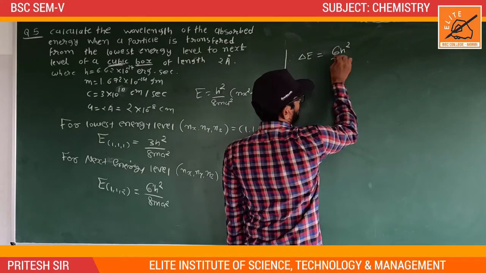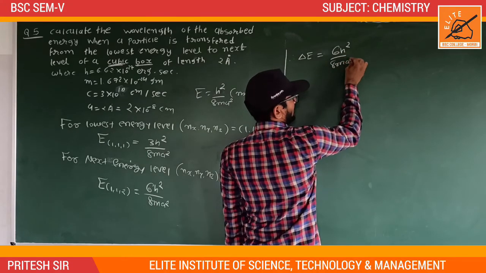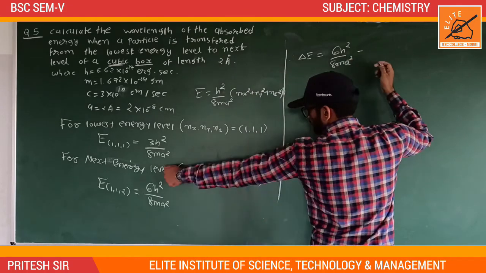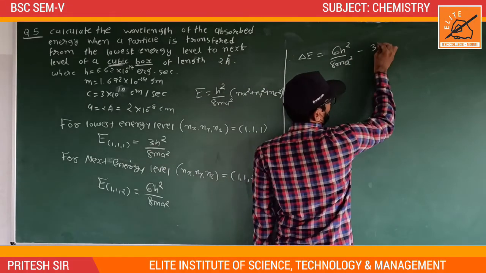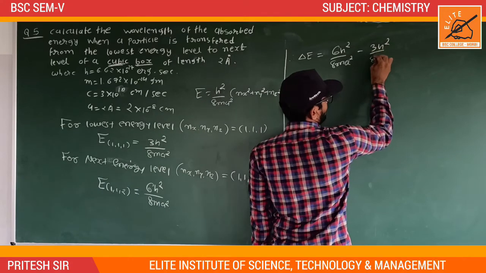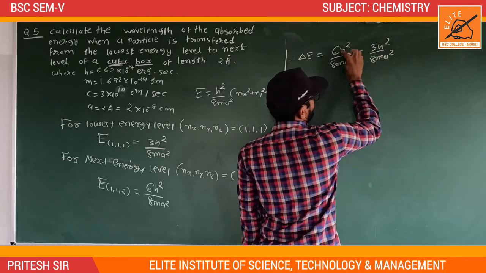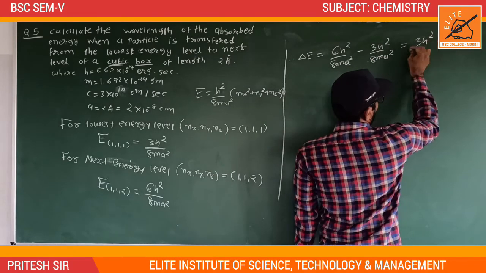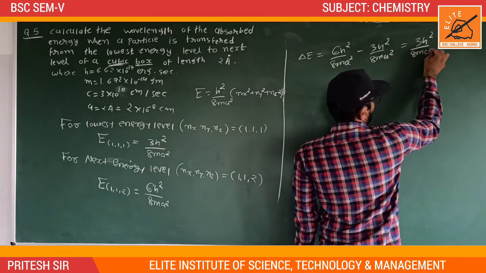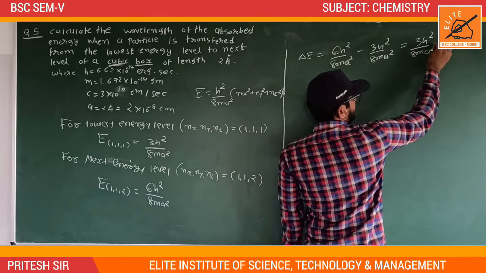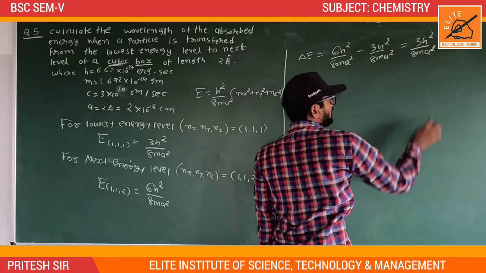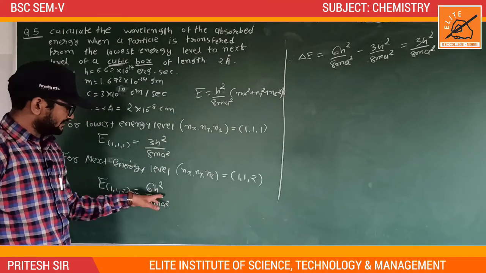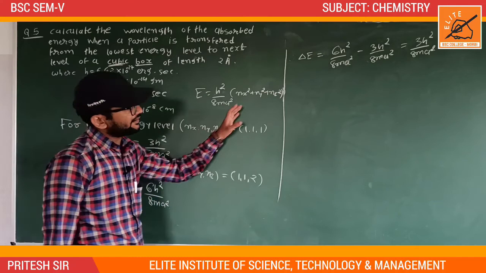6h² upon 8mL² minus the value of the lowest energy, 3h² upon 8mL², is equal to 6 minus 3, which is 3h² upon 8mL². So the value of delta E is equal to 3h² upon 8mL². The energy difference between the two energy levels means 6 minus 3, that is 3h² upon 8mL².